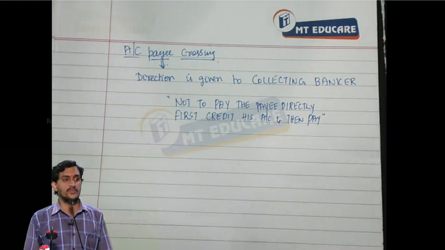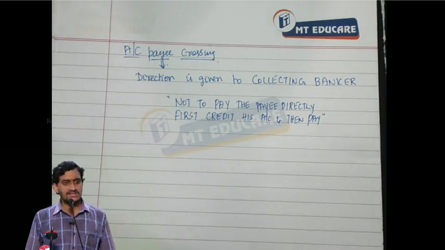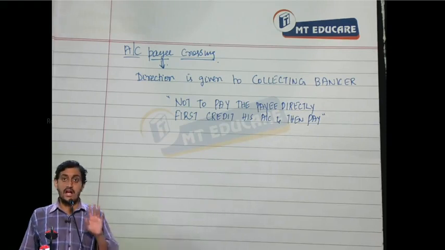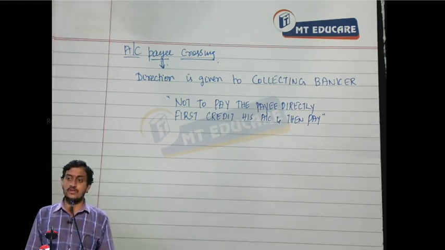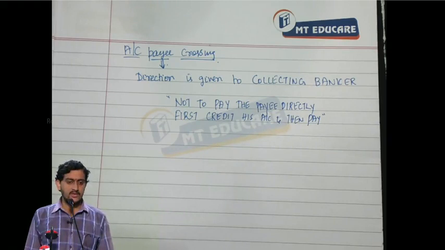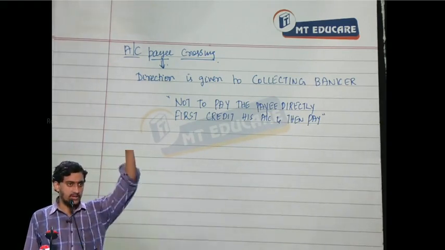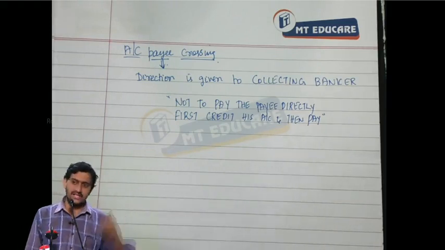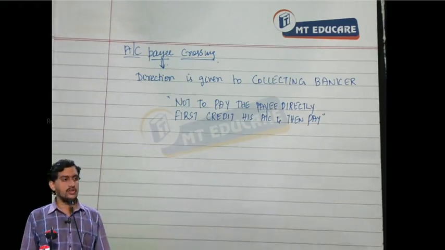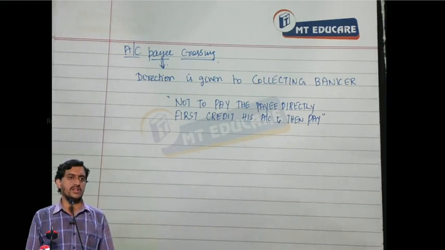Which is more foolproof? General crossing or special crossing? Account payee crossing is the most foolproof, because I am giving a direction directly to the collecting banker: receive it, put it to his account, credit his account, and then you make the payment. So account payee crossing is always more foolproof.